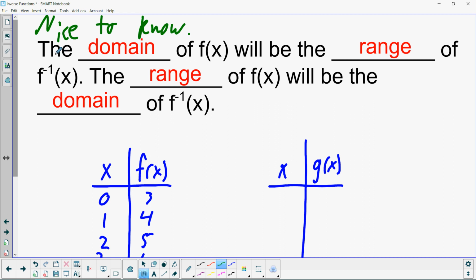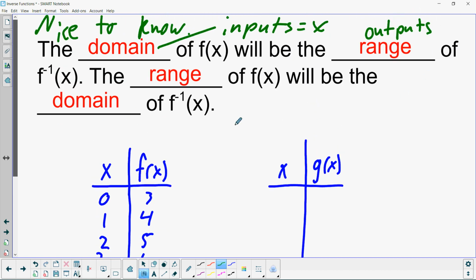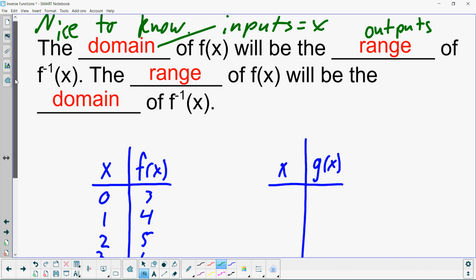If we think about the domain, again, domain is just your inputs, your x's. The domain of f of x will be the range, that is the outputs, of the inverse of f. Likewise, the range, the outputs of our original function, will be the domain, or the inputs, of the inverse function. Math definitions can be kind of convoluted and not necessarily straightforward, so let's talk about an example.